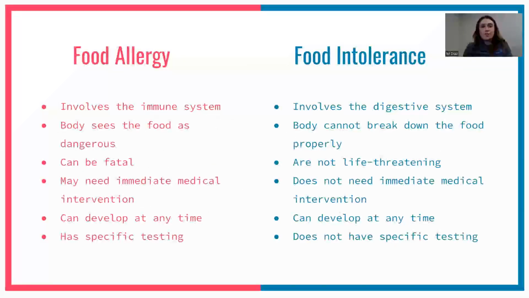Okay, so I just wanted to put side by side the differences between allergy and intolerance specific to foods. Again, food allergy involves the immune system, while an intolerance involves the digestive system. In a food allergy, your body sees the food as being dangerous, whereas in a food intolerance, your body just can't break down the food properly. Food allergies can be fatal. Intolerances are not life threatening. To reiterate that, food allergies may need immediate medical intervention. Food intolerances definitely do not need immediate medical intervention.